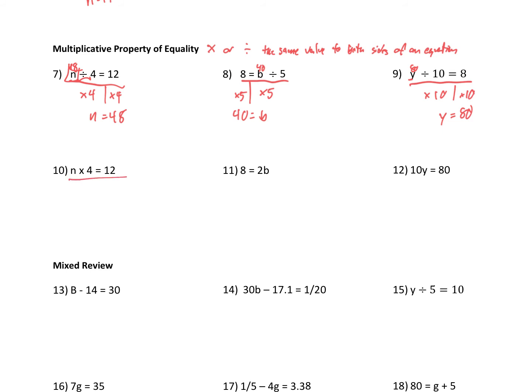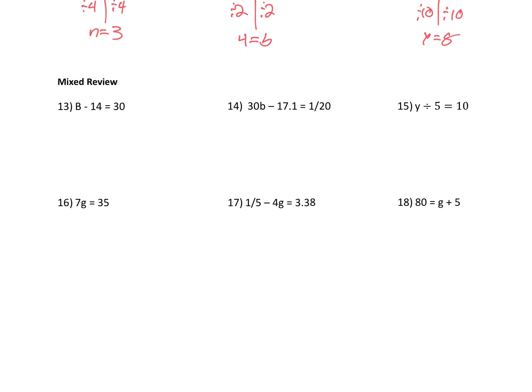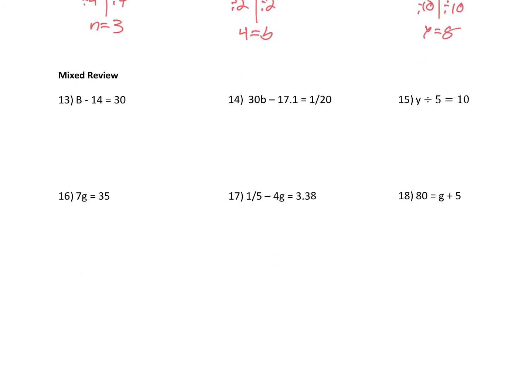Okay, so we want to isolate n times 4. So we're going to divide by 4. N equals 3. We have 2 b's, and we want just to know 1 b, so we're going to divide both sides by 2. 4 equals b. Now be careful when we plug it in. 2b, we need to put in parentheses. 2 times 4 is 8. Okay, divide by 10. Y equals 8. All right, let's do some mixed review doing both the additive property of equality or the multiplicative property.